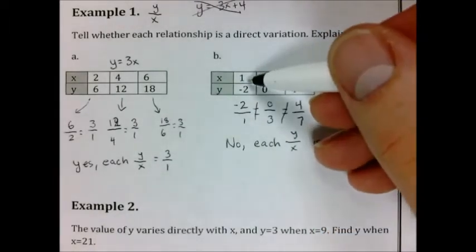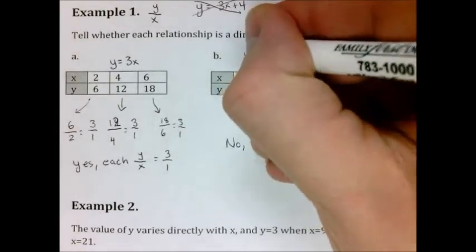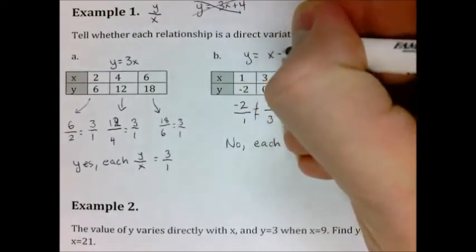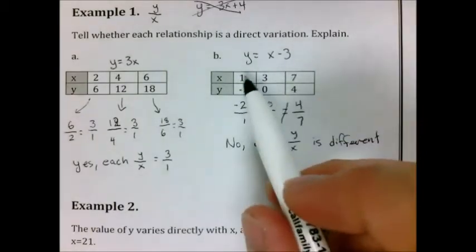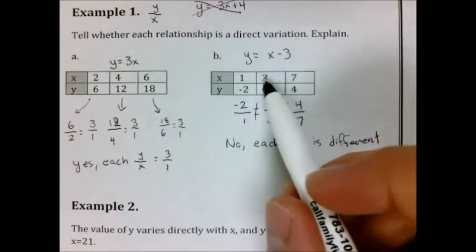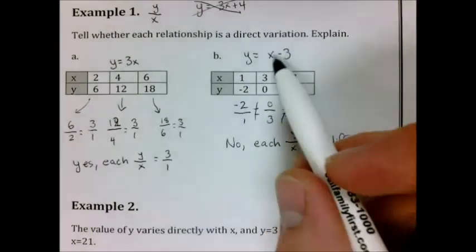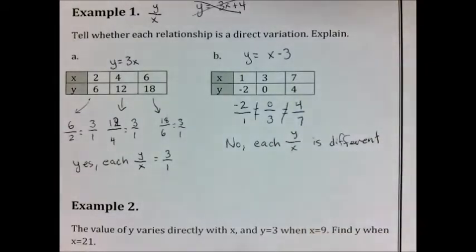What we see would actually be happening here is this is more of a y is equal to x minus 3 type of thing. We see 1 minus 3, 3 minus 3 is 0, 7 minus 3 is 4, okay? And so that doesn't work. That's a linear function, but it is not a direct variation.